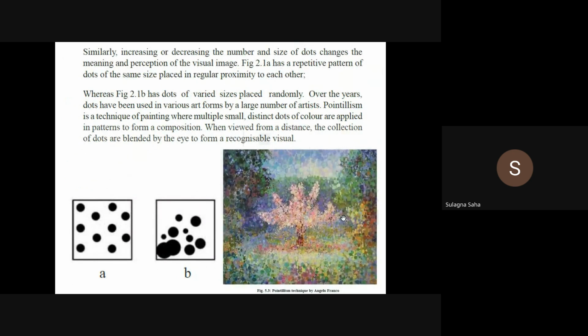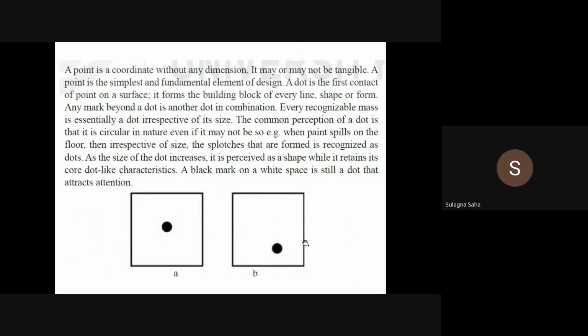Now, if we look at these figures here, you will see that in the first one, figure A, the dot is at the center and it is equidistant from all sides. Hence, it also creates a perception of a balance and a focus. Whereas the dot in figure B is a little off center and it has a varying distance from the sides. Hence, it is often very disrupting.